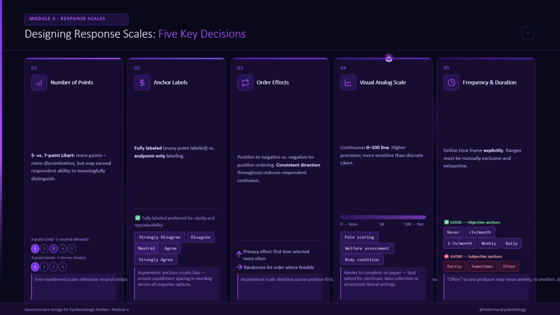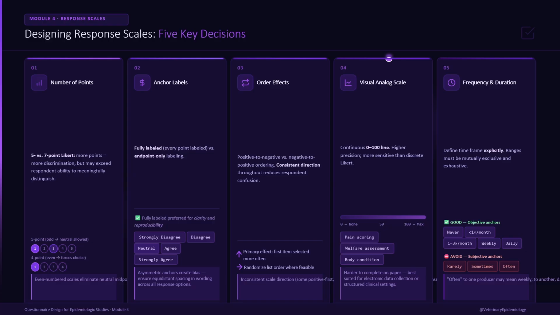About response scales, because how you structure the answer options is just as important as how you word the question. The most common format is the Likert scale, strongly disagree through strongly agree, but there are real design decisions buried in there. First, number of points. A 7-point scale offers more granularity and is generally preferred for research, while a 5-point scale reduces fatigue and is fine for most field settings.